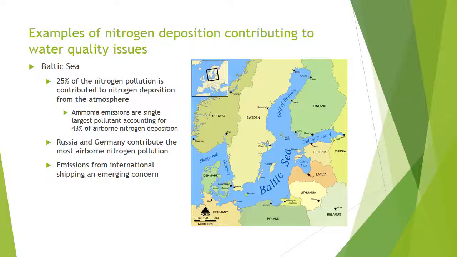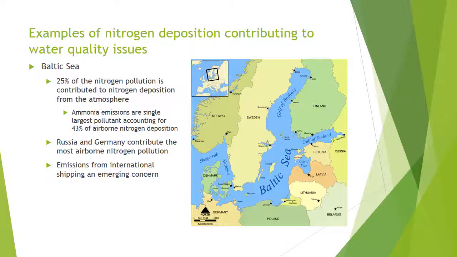In the Baltic Sea, 25% of the nitrogen pollution is contributed by nitrogen deposition from the atmosphere. Ammonia is the largest contributor of nitrogen to the Baltic Sea. And then, of all the countries surrounding the Baltic Sea, Russia and Germany contribute the majority of the air emissions to the Baltic Sea, with Russia contributing 40% and Germany contributing 30%.